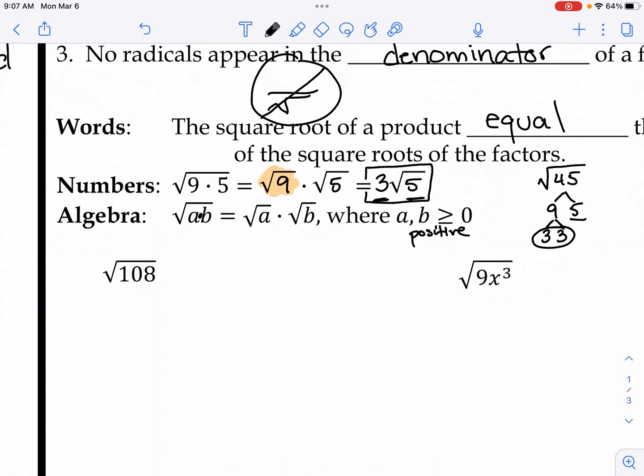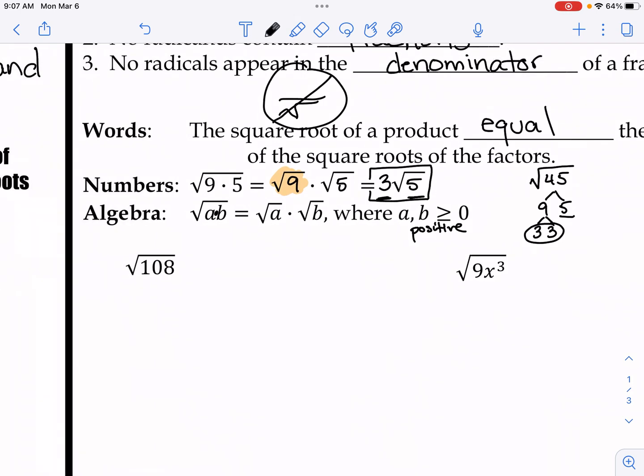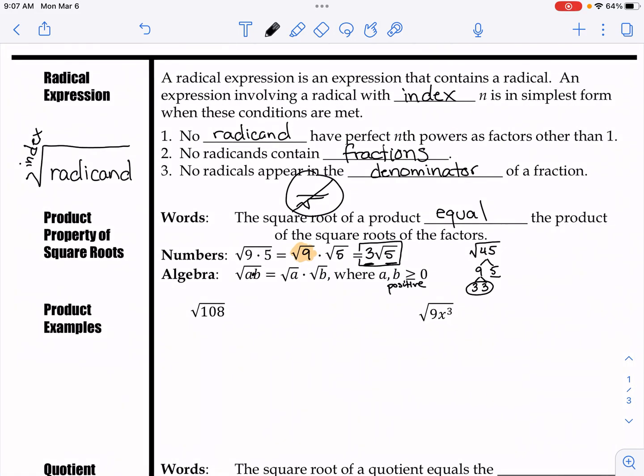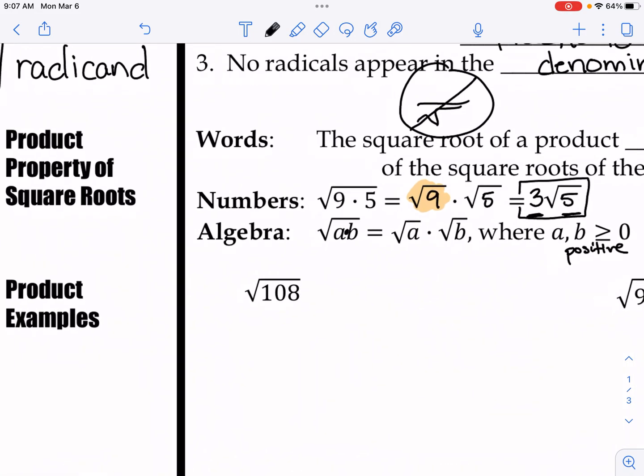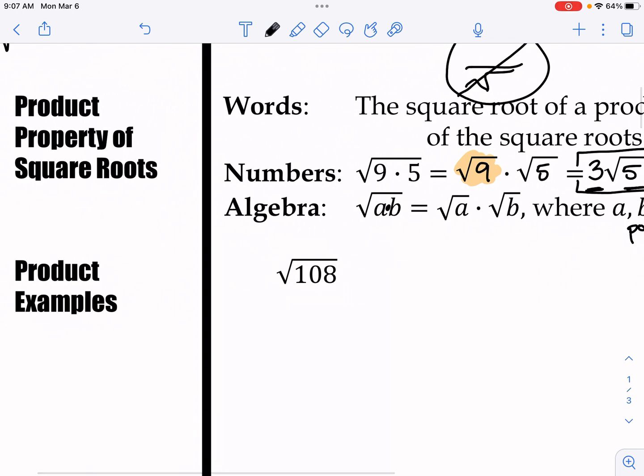Right, specifically for square roots. All right, so we have some examples here. We're now going to simplify. So, product examples. We could simplify this using factor trees, but since it says a product, I'm going to try to represent this as a product.